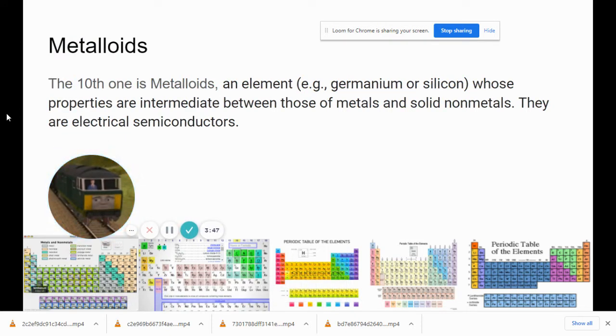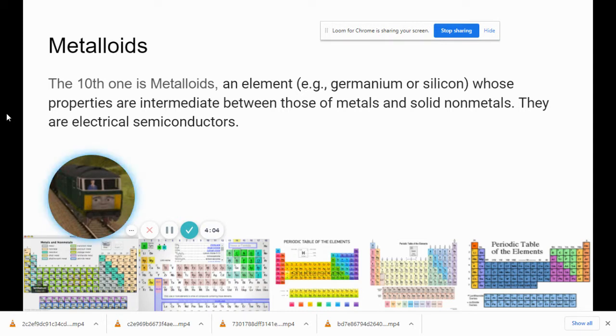Metalloids, which is related to Metallica, my best friend. We're not talking about her right now. We're talking about metalloids, sorry.